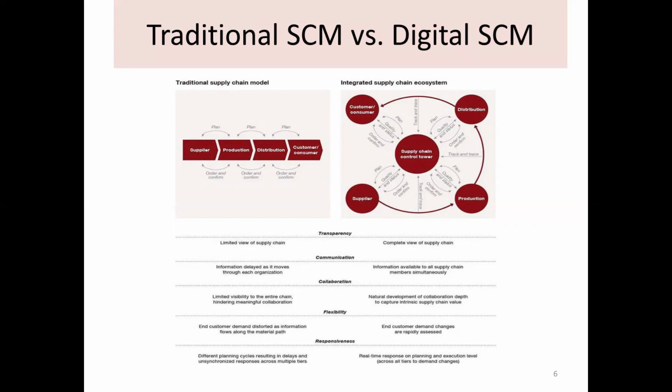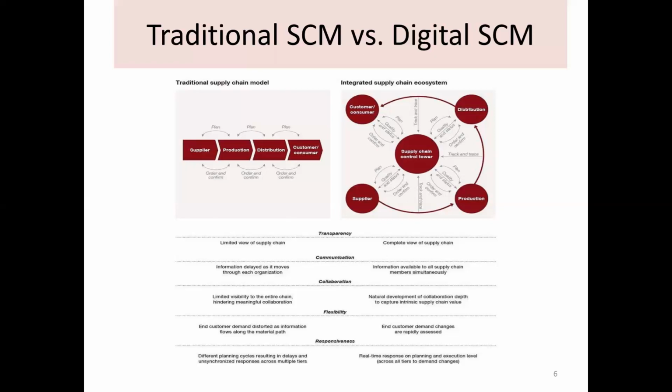Then, in parallel, customers and consumers, distribution, production, and suppliers, all four entities, are coordinated by the central supply chain control tower. Looking at transparency, only a limited view of the supply chain is shared in the traditional supply chain model, but a complete view of the supply chain can be shared by the fourth entity. Information is delayed as it moves through each organization, but in the digital supply chain, information is available to all supply chain members simultaneously.